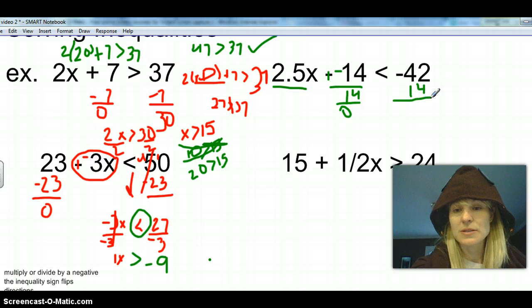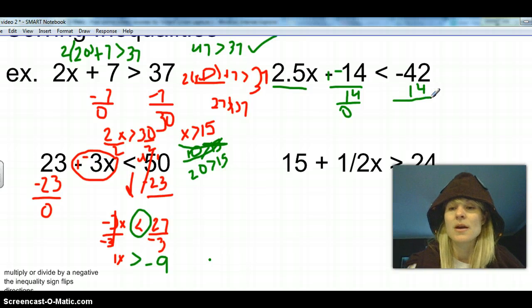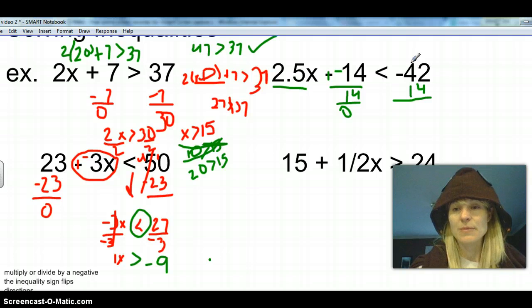Okay, now some of you guys still need some help on your integer skills. So we have a negative and a positive. That means we need to subtract. So this becomes 3, and this becomes 8 and 2. And I have way more negative than positive, so the negative carries over to here. I have more negative, so when I take 14 away, I'll be left with negative 28.